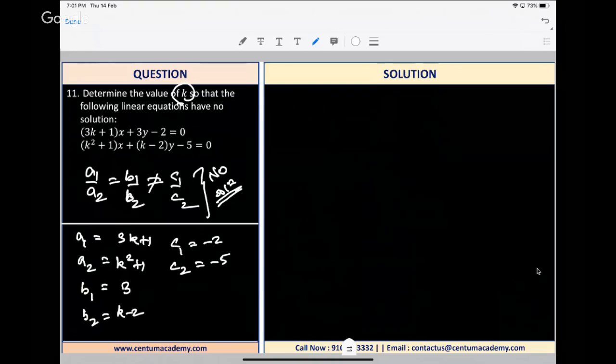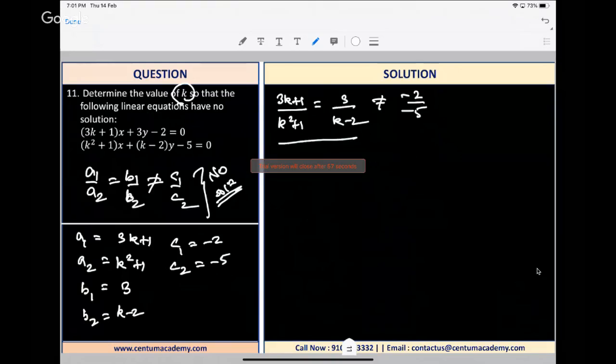Very good. So hence, what do we know? We know a1 by a2, so 3k plus 1 by k square plus 1 is equal to b1 by b2. That means 3 upon k minus 2. And this must not be equal to minus 2 by negative 5, right? So let us solve this part first.